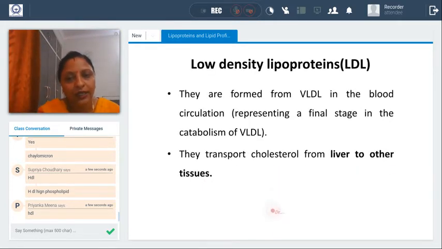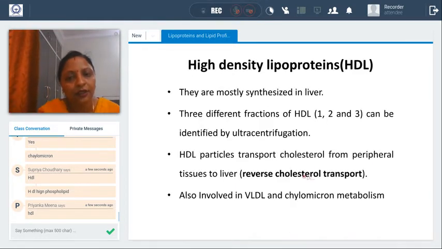Please remember, LDL transports cholesterol from the liver to other tissues, and HDL transports cholesterol from peripheral tissue to the liver. That is called reverse cholesterol transport. So HDL is involved in reverse cholesterol transport, and also in VLDL and chylomicron metabolism.